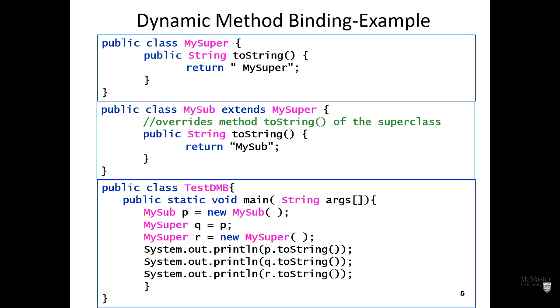What about R? R also is a straightforward one. R is of type my super, right? And then when you print this, you will call this method and you will see my super. What about Q? Q is the confusing one. But based on what we said in the last slide, what do you expect to see? What do you think? My super. And this is because?